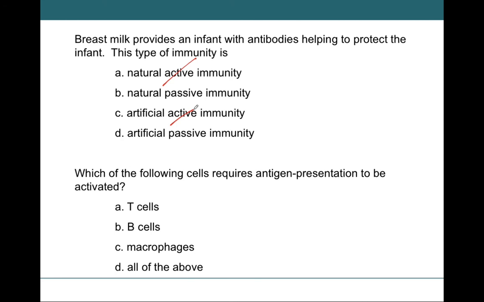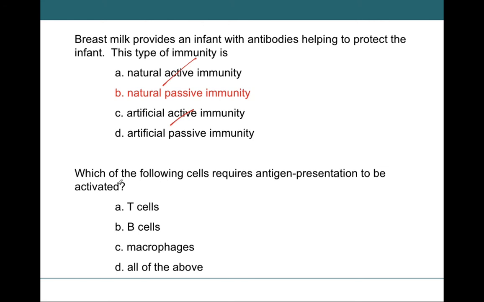Well, the passage of antibodies from the mother to the baby is a natural process. Artificial administration of antibodies would come in an immune serum. So the correct answer to this question would be natural passive immunity. Artificial passive immunity would include some type of immune serum, such as an antivenom for a snake bite.